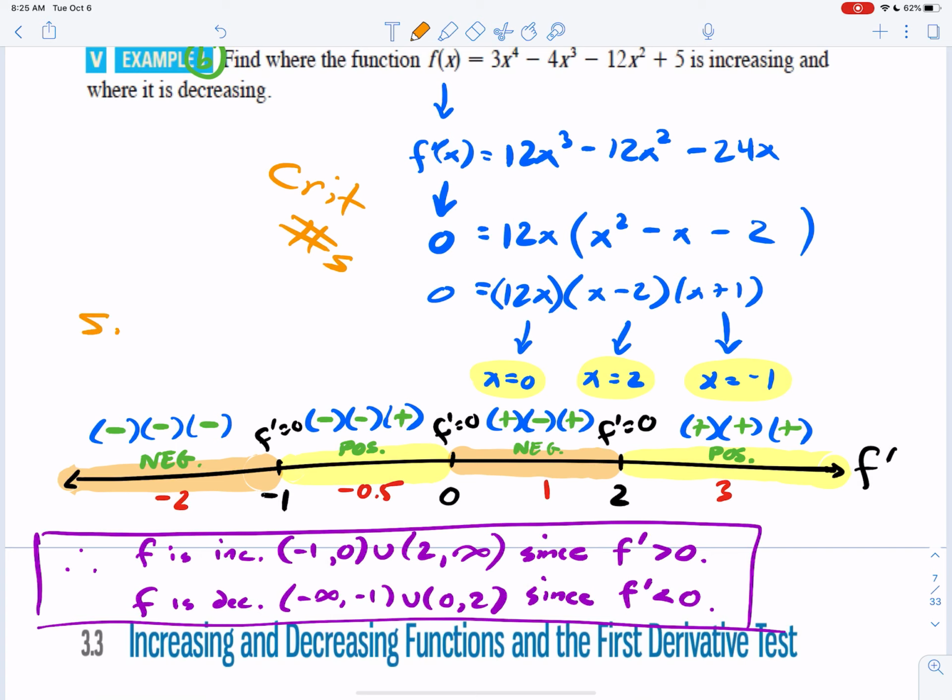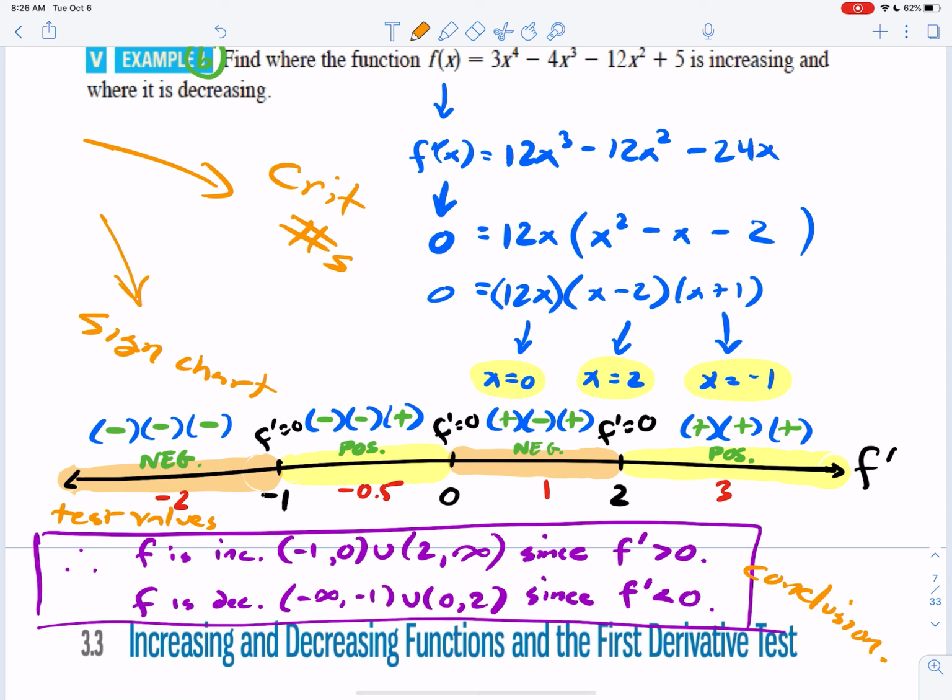Okay, we made a sign chart. We tested our values. And then we make a conclusion. For those of you that like steps, okay? We have critical numbers because that's the moment where a function can change directions, okay?